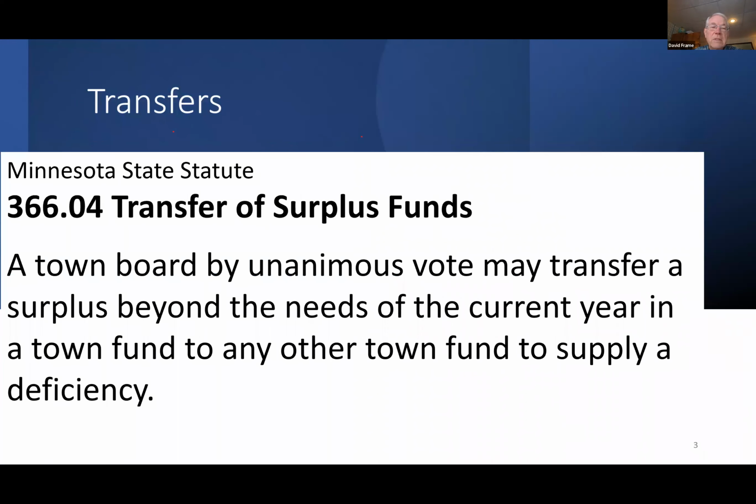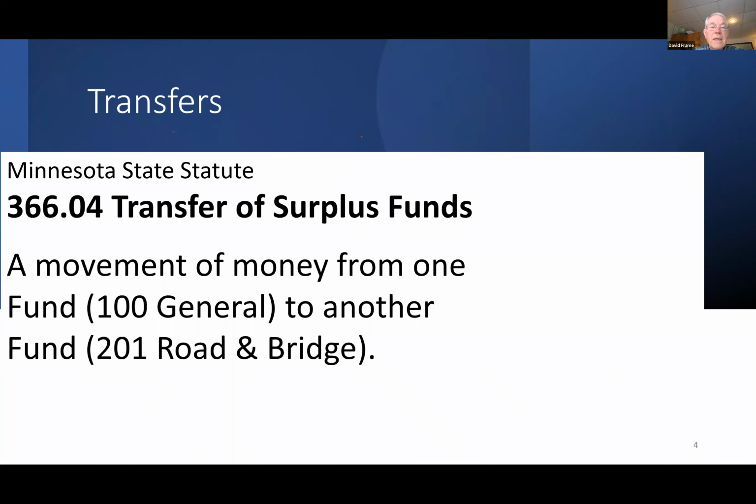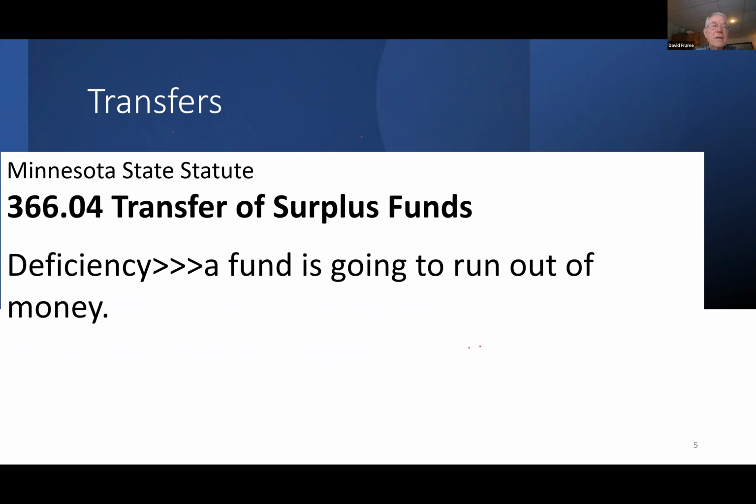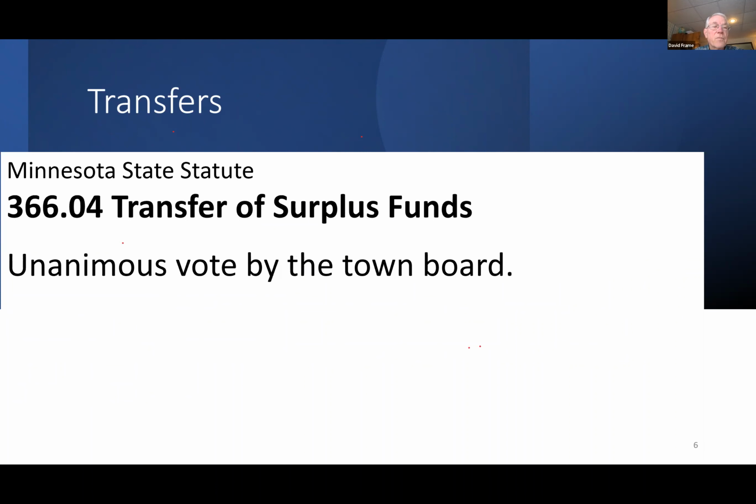There's a state statute that a town board by unanimous vote may transfer a surplus beyond the needs of the current year in a town fund to any other town fund to supply a deficiency. That's the movement of money. And again, I'm going to use the example of Fund 100, the general fund, to Fund 201, the road and bridge fund. And in that state statute, it talks about the deficiencies. So it implies that you can only transfer to a fund if a fund is going to run out of money during the year, and a unanimous vote by the town board.